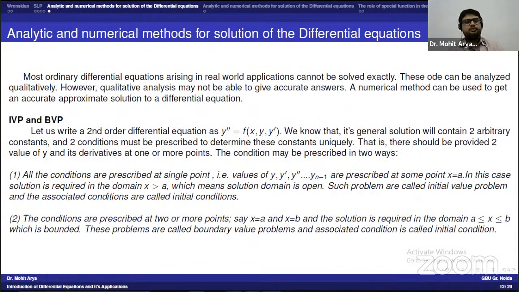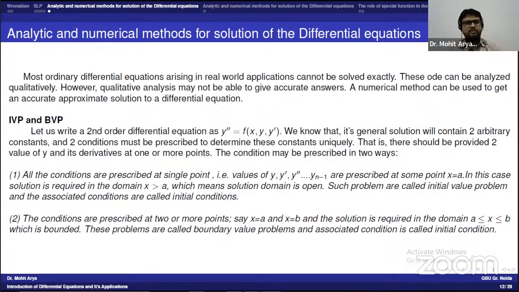Now, analytic and numerical methods for solution of differential equations. Most ordinary differential equations arising in real world applications cannot be solved exactly. There are lots of equations, like Fowler equations, Riccati differential equations, Abel's equation, Bernoulli type equations. These are the most common problems which cannot be solved easily. These ordinary differential equations can be analyzed qualitatively. However, qualitative analysis may not be able to give an accurate result. A numerical method can be used to get an accurate approximate solution to a differential equation.